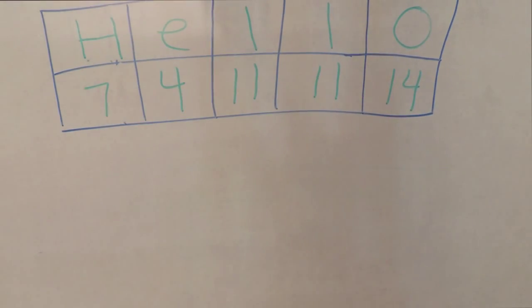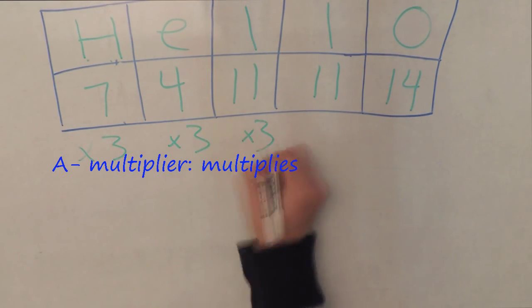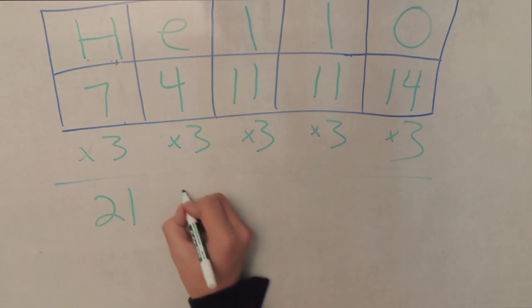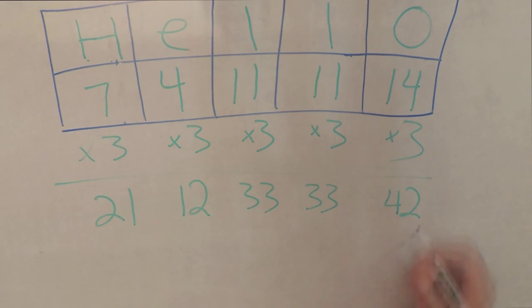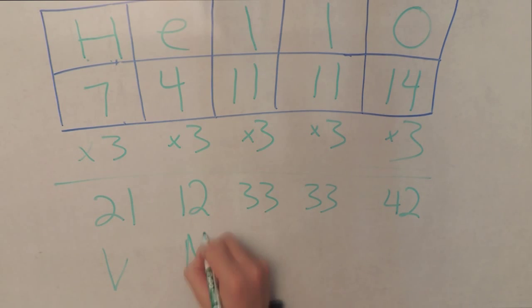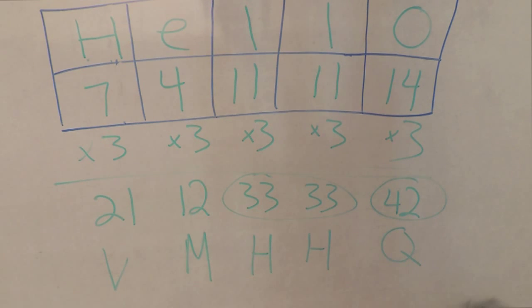You can probably already guess what the A multiplier does. That's right, it multiplies your numbers. Let's use hello again and use the A multiplier of 3. You would get 21, 12, 33, 33, 42, which would be VMHHQ. Now you may have already noticed, but 33 and 42 are not in the numerical alphabet.